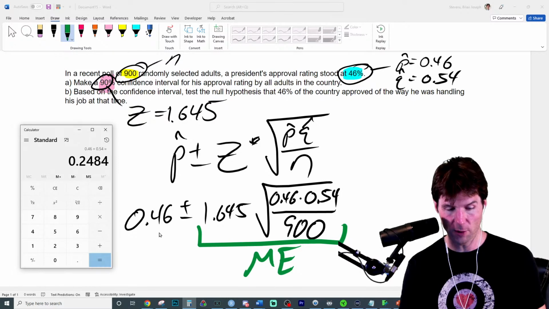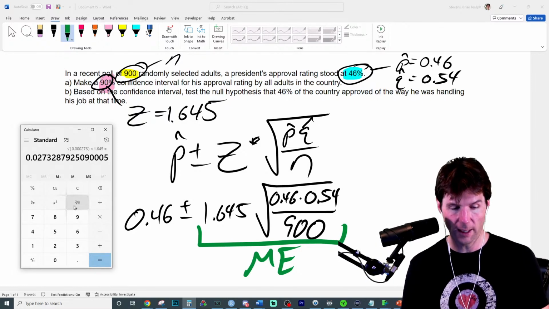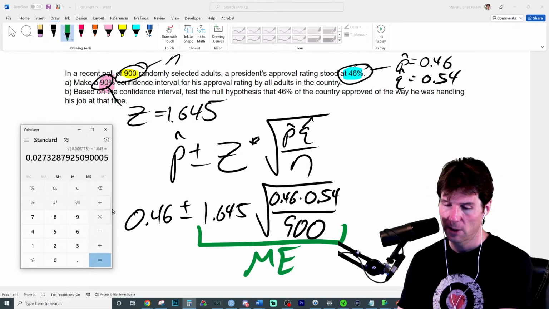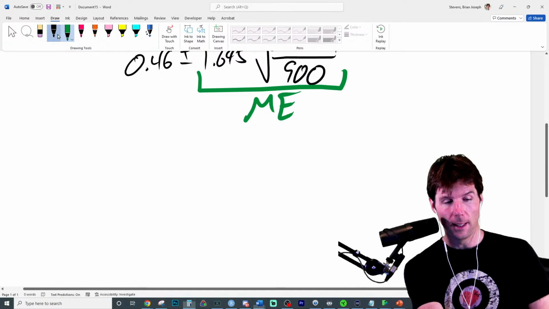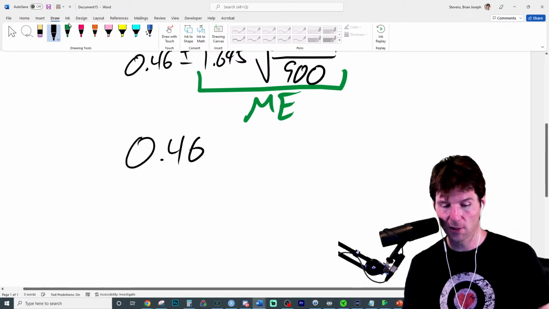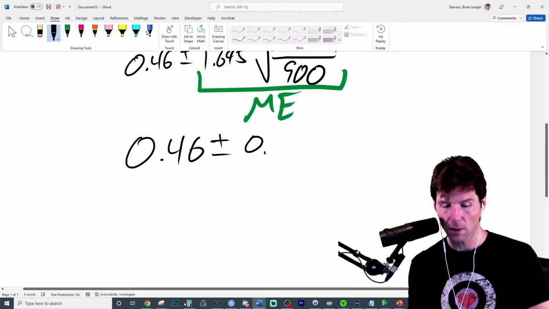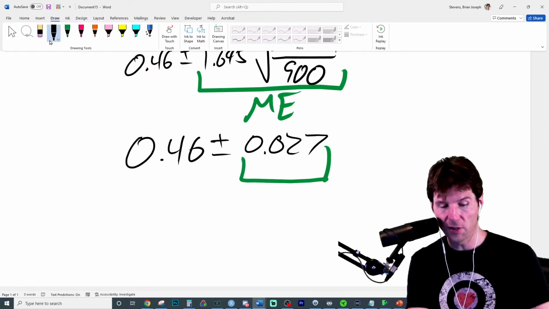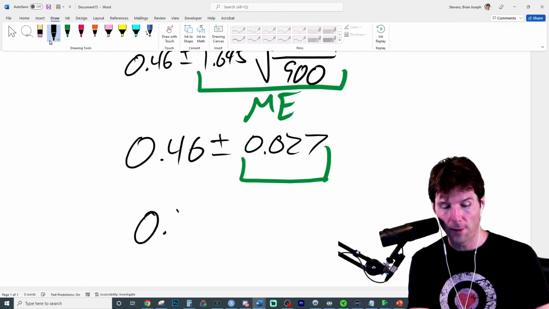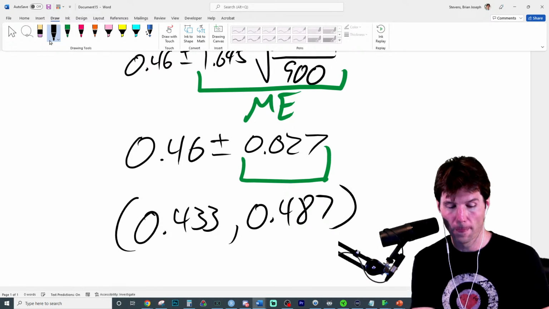0.46 times 0.54. Don't make a calculator error. 900 divide by square root times 1.645, and we get 2.7%. Does it want 3 decimals? I hope it does, because we're going to round it to that, and then we'll find out the hard way. And so 0.46, there we go, plus or minus 0.027 margin of error. That, once again, is the margin of error, still the plus or minus. Now we just add and subtract, and 0.433, and that's the lower, and then the upper is 0.487. There we go. Hopefully 3 decimals.